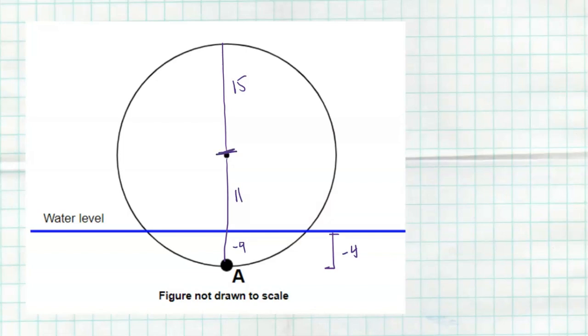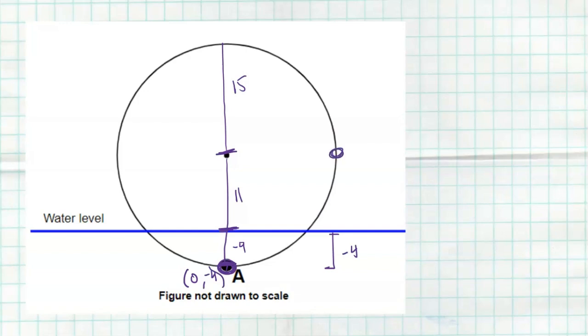So from the center of the wheel, we go down 11 feet to the surface of the water, then we go down 4 more feet until we get to that lowest point. Now, when we allow this wheel to rotate, I like to think about every quarter rotation. And this is going to really help you when we get to part A in a moment where we have to make a graph. So right here we start at time 0, and at time 0 we are negative 4 feet below the water, or 4 feet below the water, which is a negative value.